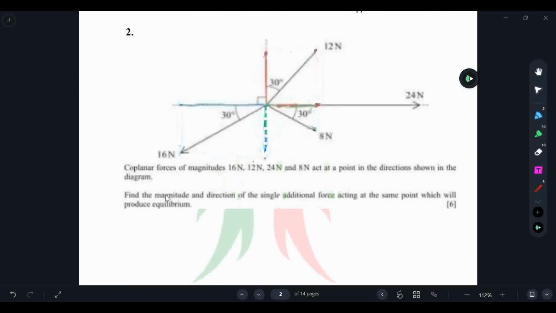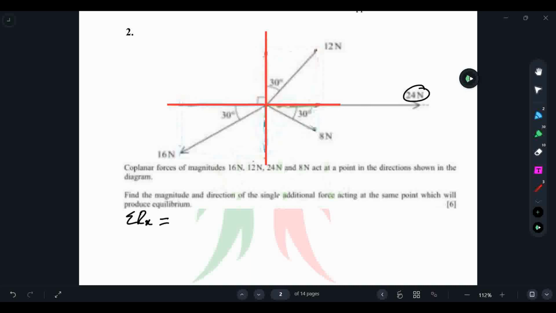Question number 2: coplanar forces of magnitude 16 Newton, 12 Newton, 24 Newton and 8 Newton act at a point in the directions shown in the diagram. Find the magnitude and the direction of the single additional force acting at the same point which will produce equilibrium. If it is in equilibrium, we need to find the horizontal components first. The sum of horizontal components will be equal to zero.